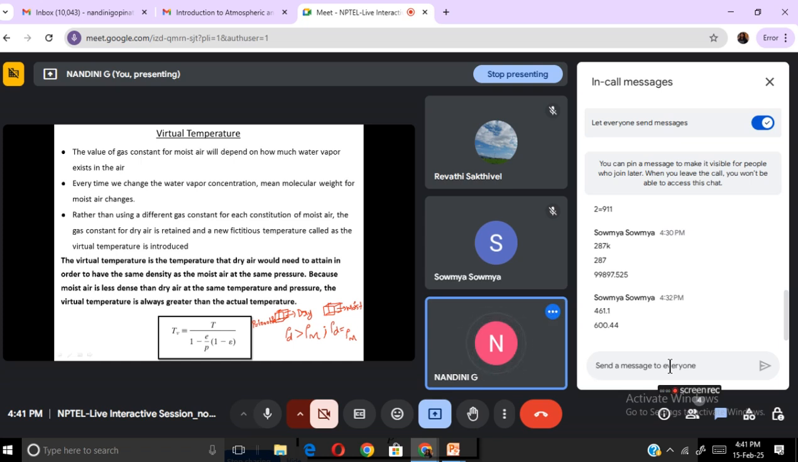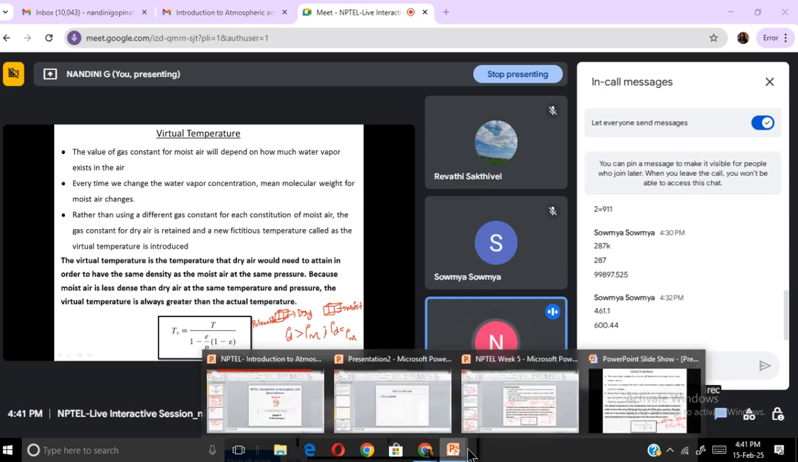So if we have to make the density of the dry air parcel equal to that of the moist air parcel, one method is to increase the temperature of the dry air parcel. As we keep on increasing the temperature of the dry air parcel, at one particular temperature, the density of the dry air and moisture will be similar. That particular temperature is known as the virtual temperature.